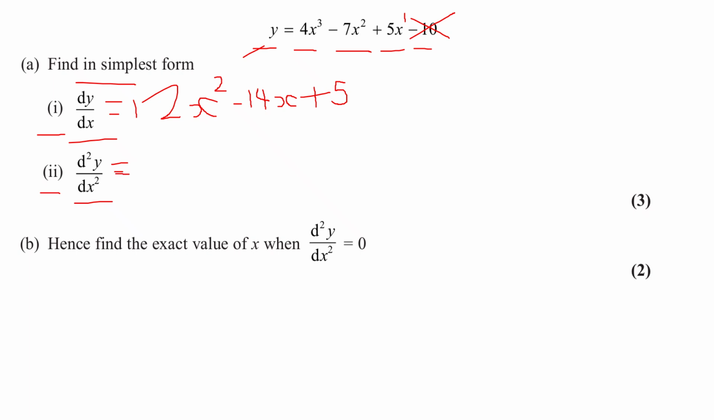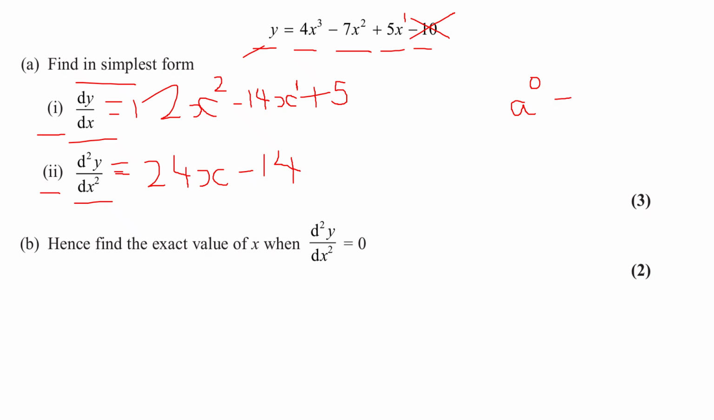Part II, d2y by dx squared. So I'm going to differentiate the first derivative again. So 12 times 2 makes 24. Attach the x, and then knock off the power, so it's 24x. Then we're going to do minus 14. Think of it as minus 14x to the power of 1. Minus 14 times 1 makes minus 14. Again, knock one off the power. We have x to the power of 0, but we should know from GCSE that anything to the power of 0 in maths is just 1.